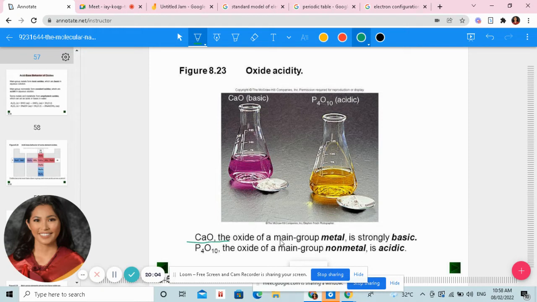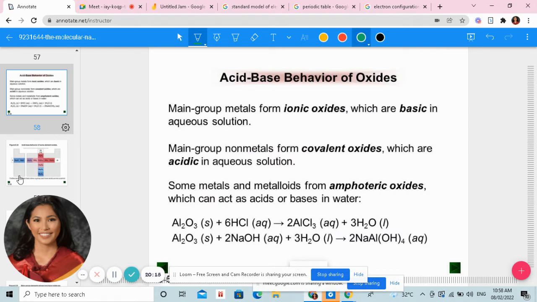Calcium oxide is strongly basic, whereas P4O10 is acidic. It's a non-metal. So we can compare that one. Ionic oxides are basic. Main group non-metals form covalent oxides, which are acidic. The bonding involved is covalent bonding. That's why we call them covalent oxides.